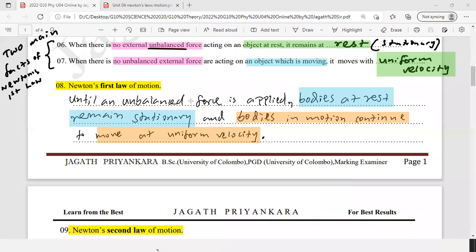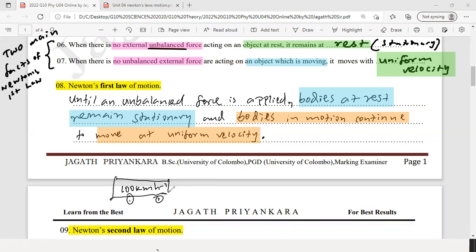Correct. So, good question. When it is moving, you apply an unbalanced force, then it will slow down and come to rest. I'll give one of the best examples. Now imagine you drive a vehicle on the highway. When you drive your vehicle at 100 kilometers per hour, the forces are balanced.